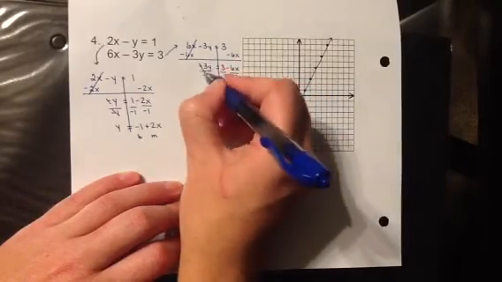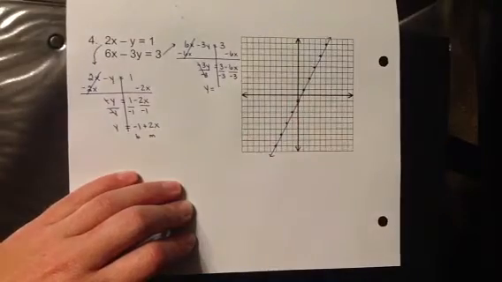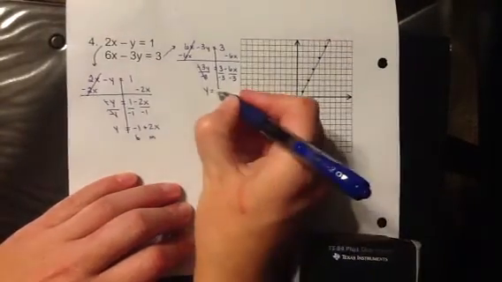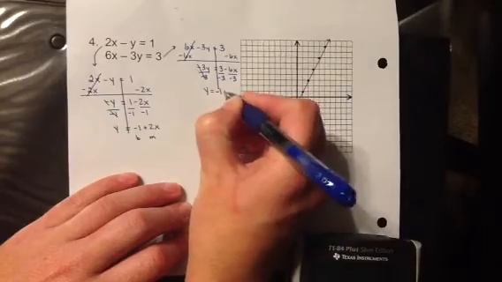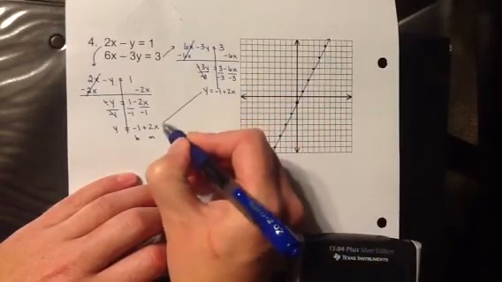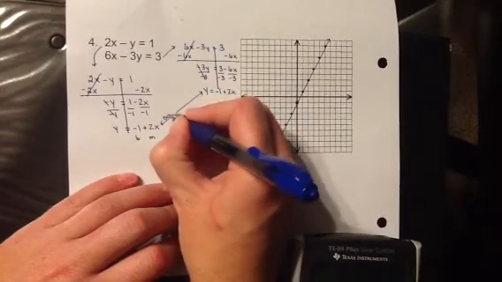So again, this side we know would divide out, leaving me with y equals. And now I've got 3 divided by negative 3, which is negative 1. And then negative 6 divided by negative 3, which is positive 2. So I actually get negative 1 plus 2x. Well, that should look very familiar. These are exactly the same thing.